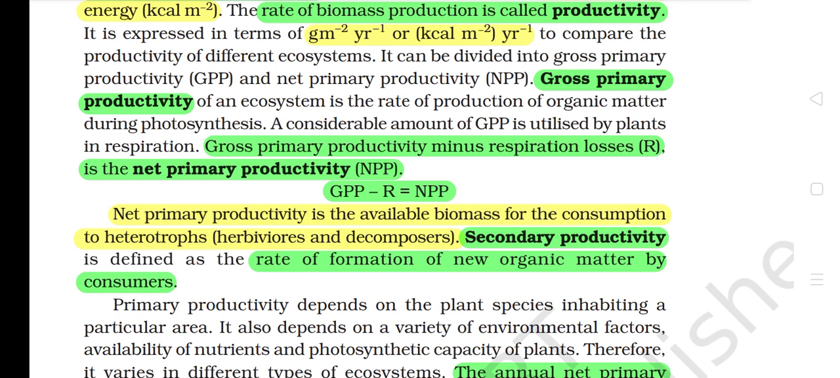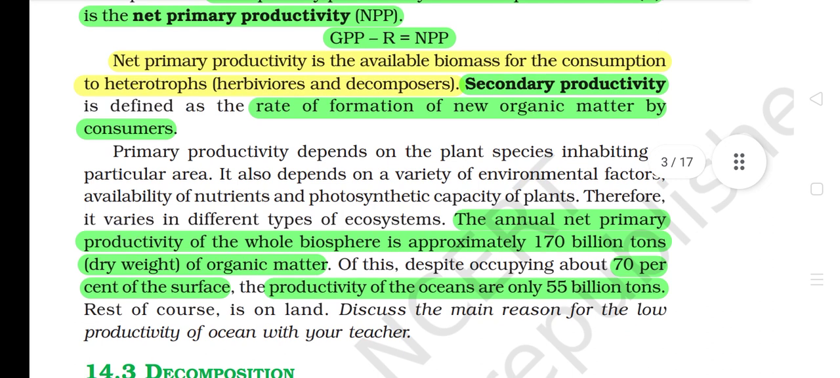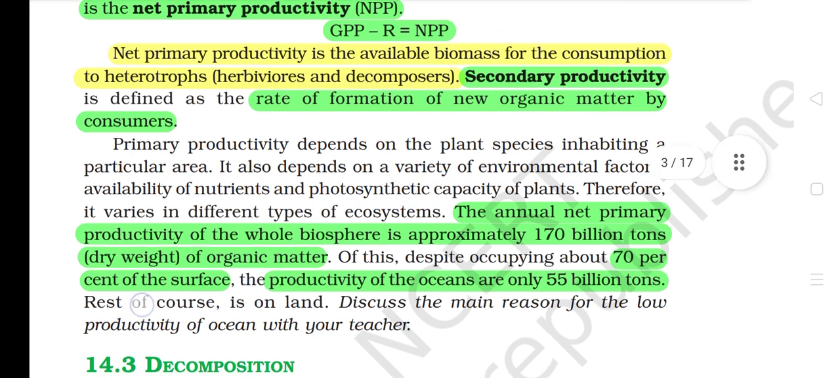Gross primary productivity minus respiration losses is the net primary productivity (NPP). GPP minus R is equal to NPP. Net primary productivity is the available biomass for the consumption to heterotrophs, herbivores and decomposers. Secondary productivity is defined as the rate of formation of new organic matter by consumers.